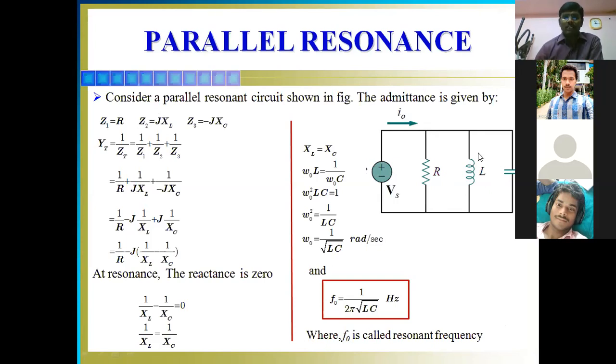Okay, I hope it's clear. It's simple. You just find the admittance and equate the imaginary part to 0. Then simplify for omega, and you can get the resonant frequency.